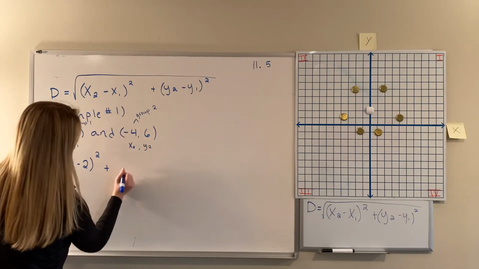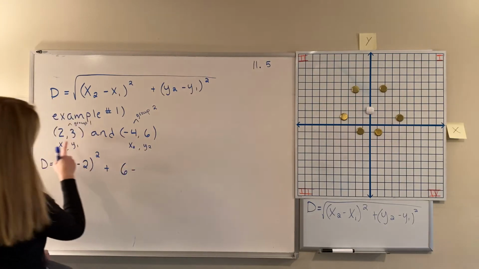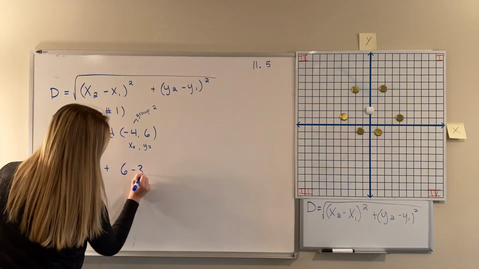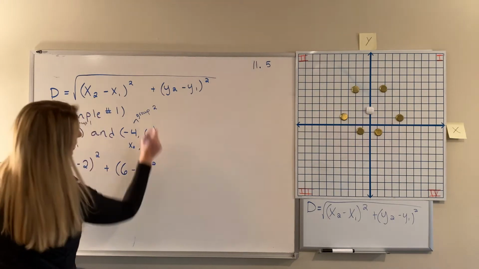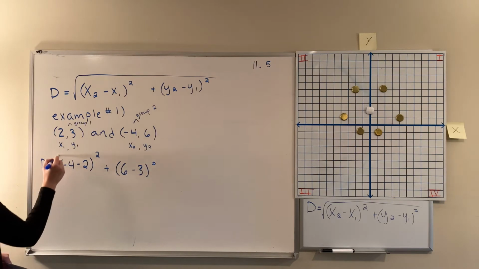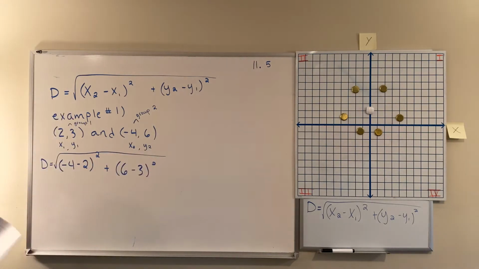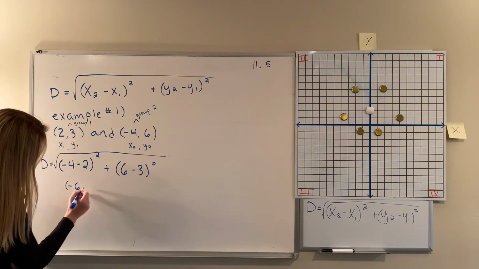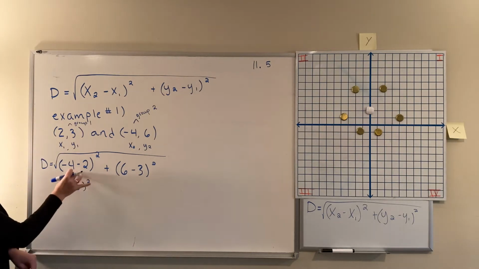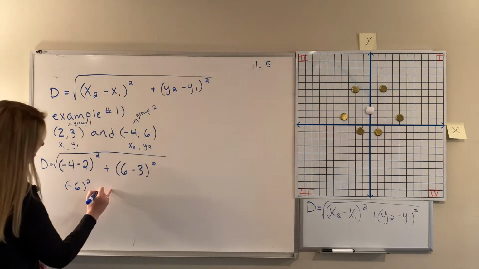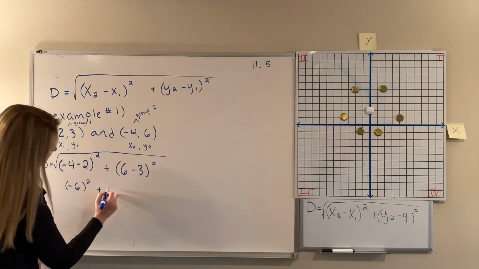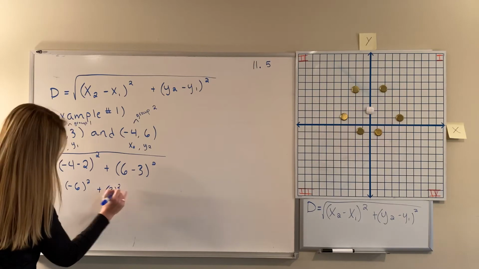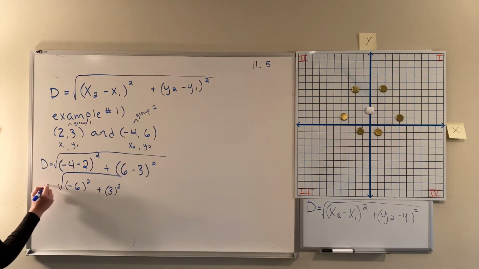y2 from group 2 is 6. Minus y1. y1 is 3. And again, put it inside of parentheses, square it. That's part of your formula. And then we take the square root of the entire thing. All right. -4 minus 2 is -6 squared. Order of operations, we're just doing the operations out of our parentheses right now. Plus 6 minus 3, which is just 3 squared. Remember, all of it's underneath the square root sign, and so it's all still equal to d.